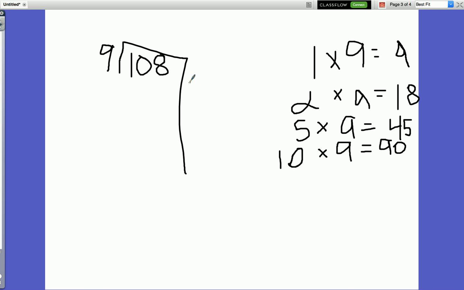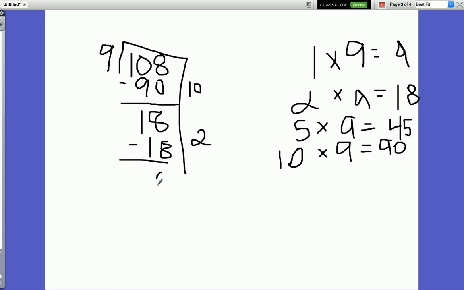So 10 groups of 9 would be 90. So that's 90 pencils out of the total. So then I have 18 pencils left. And 2 more groups of 9 would be 18. And I have no pencils left, which I shouldn't if each room had an even number of pencils.